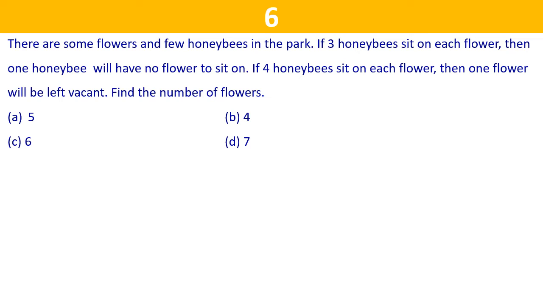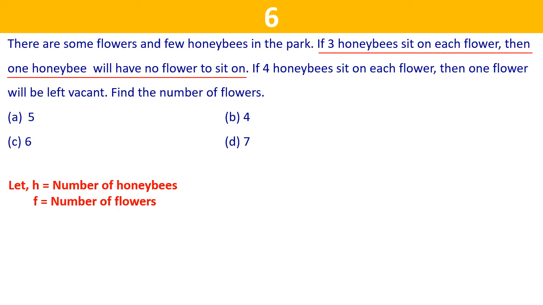Okay. Again, here we need to take two variables. Let h be the number of honeybees and f be the number of flowers. Now reading the first condition here, if 3 honeybees sit on each flower, then 1 honeybee will have no flower to sit on.